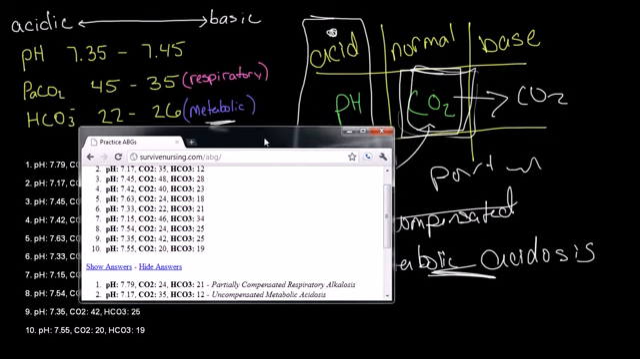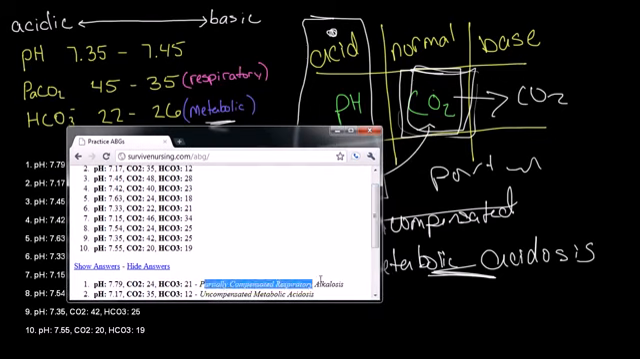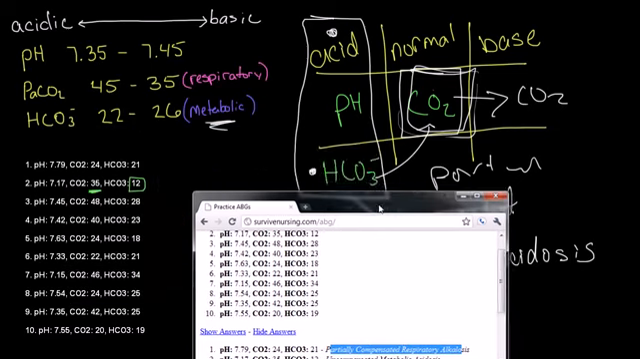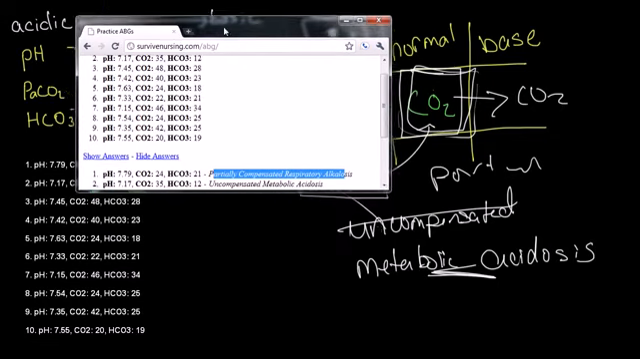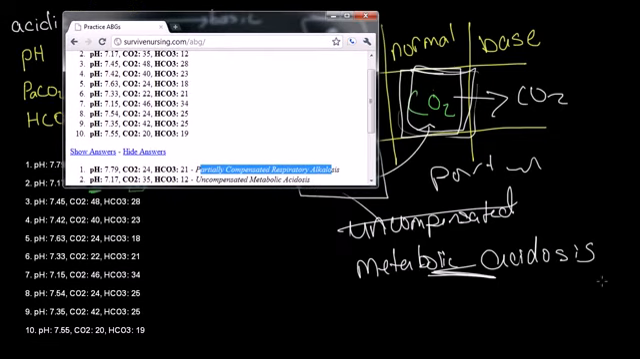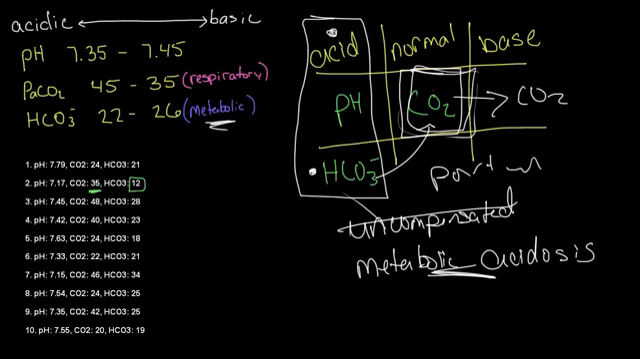Okay, so this first one was partially compensated respiratory alkalosis. Remember, that was our first problem. That was this one right here. And this new one that we just solved was uncompensated metabolic acidosis. This matches our problem. Okay, let's go to problem number 3 here. Let's get rid of this.